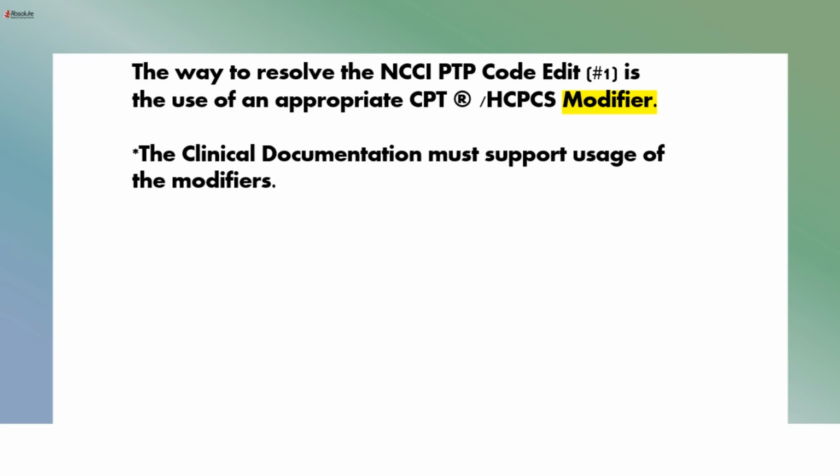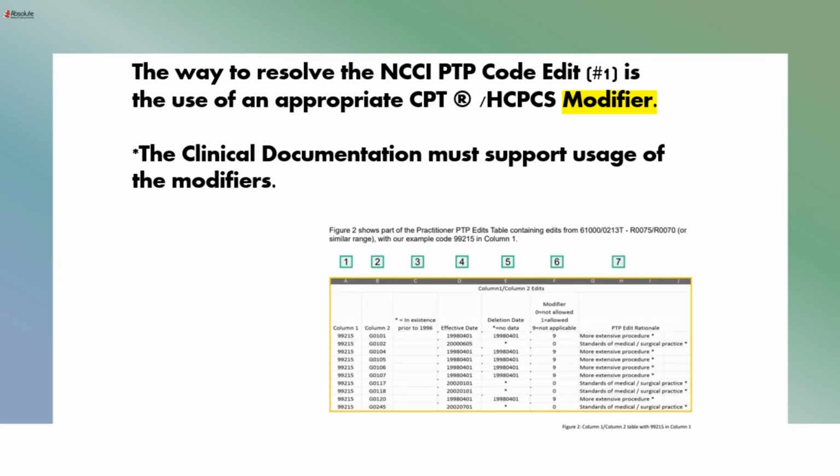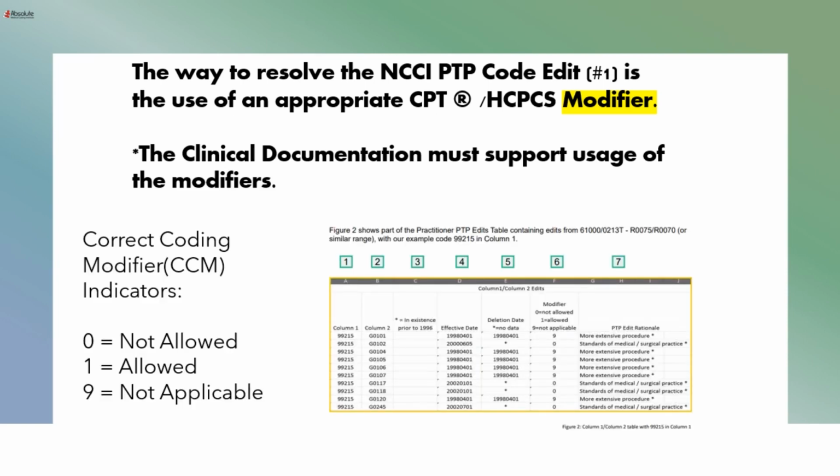So the way to resolve an NCCI procedure-to-procedure code edit with an indicator of 1 is by the use of an appropriate CPT or HCPCS modifier. But the clinical documentation, as we learned, must support the usage of that modifier. So one last time, just so we make sure that we got it, these are the procedure-to-procedure modifier indicators.